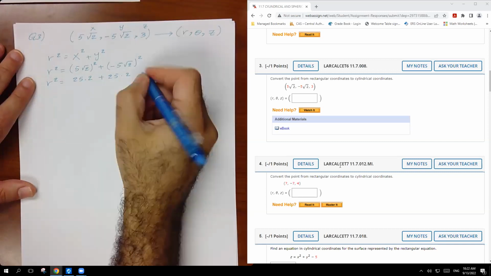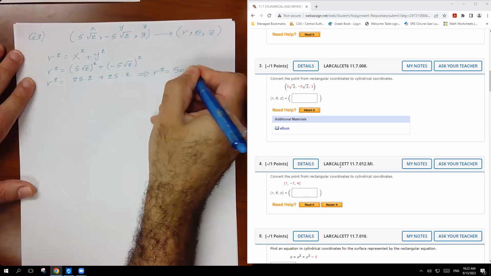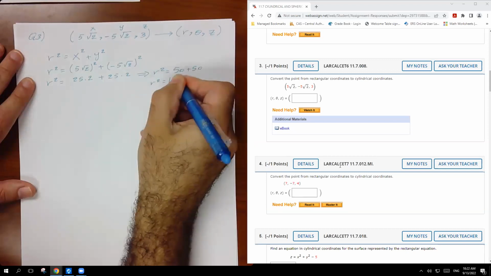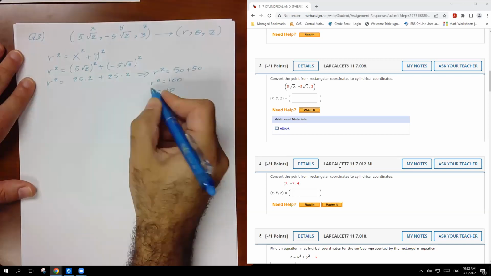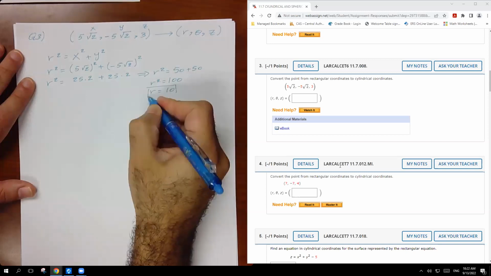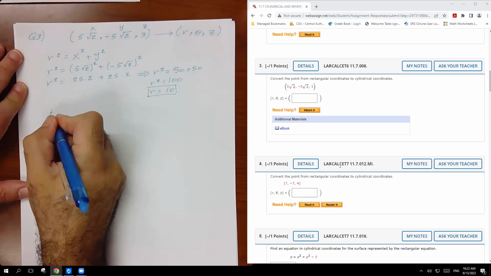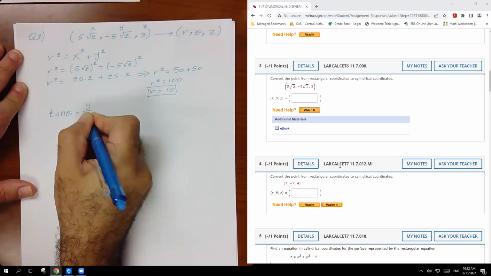That means r squared is going to be 50 plus 50. So r squared is going to be 100. R is going to be 10. That means the radius is 10. Now we need to find the theta. We have a formula that says tan theta equals y over x.